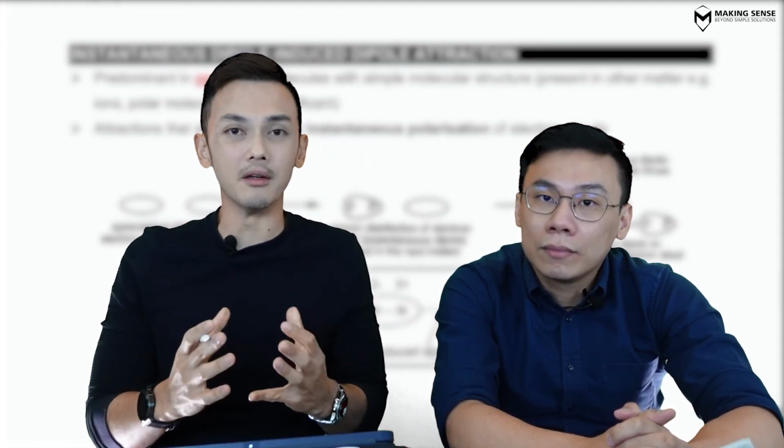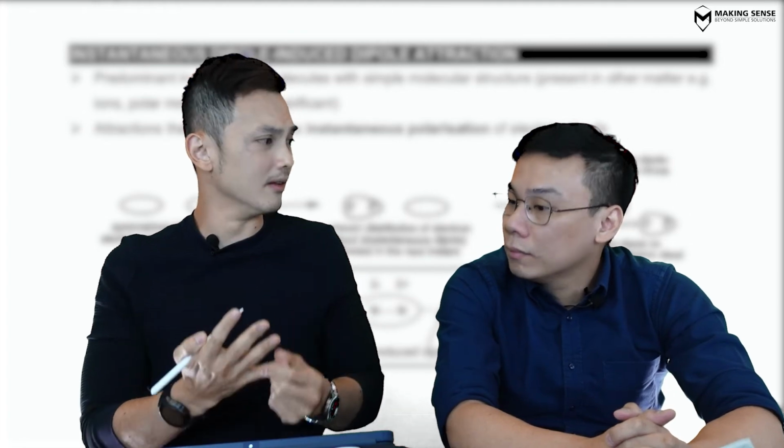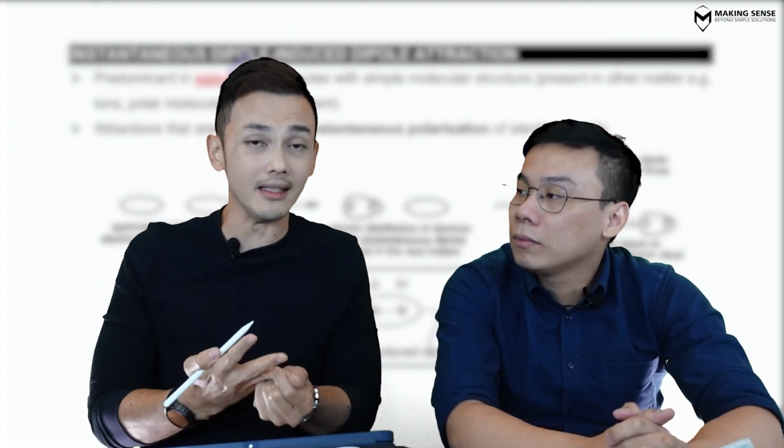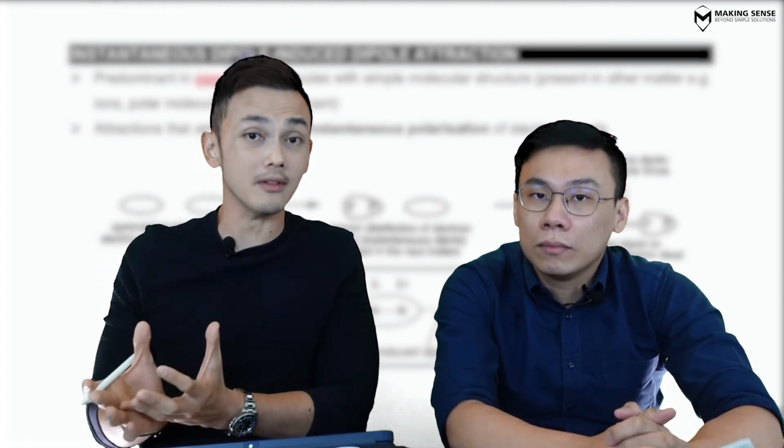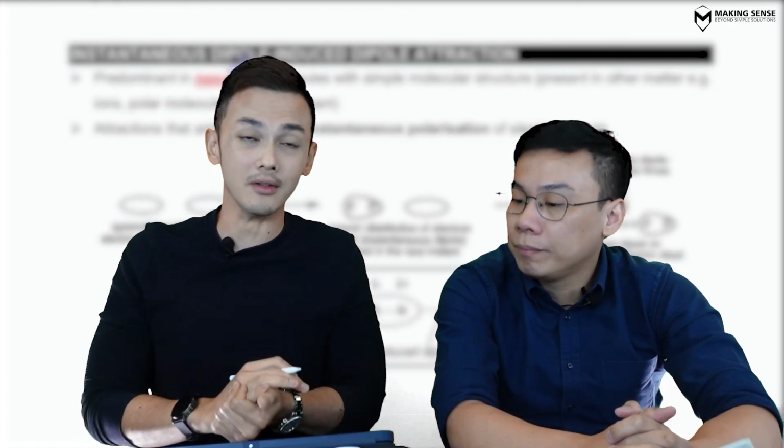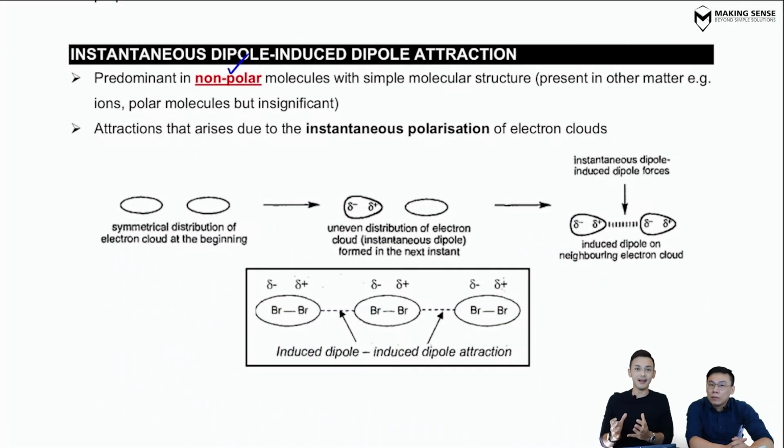But the fact is, a lot of other molecules, for example ionic and polar ones, also have ID-ID, but they usually have more important forces, so we tend not to focus on those. Right, what is the idea and the theory behind ID-ID?